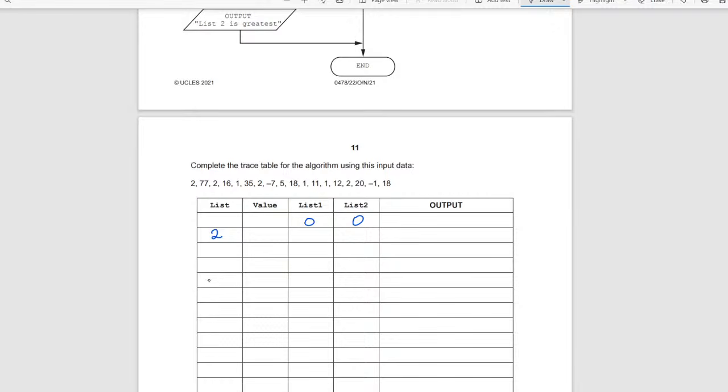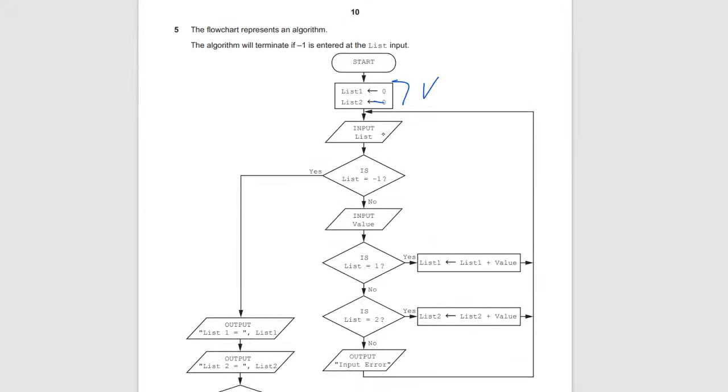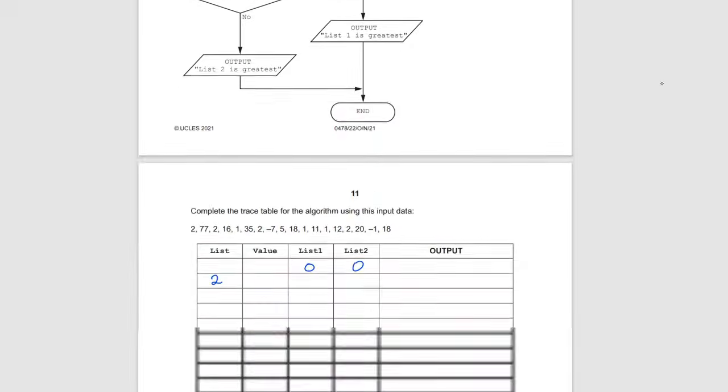So the main purpose of that, the first part, usually in the variables, you give it its own column. Okay, then we move on. So that's 2, and then we see what happens next. It says, is the list, so here list is 2 right now, equal to -1? No, it's not. So input value. So what's the value in this case now?